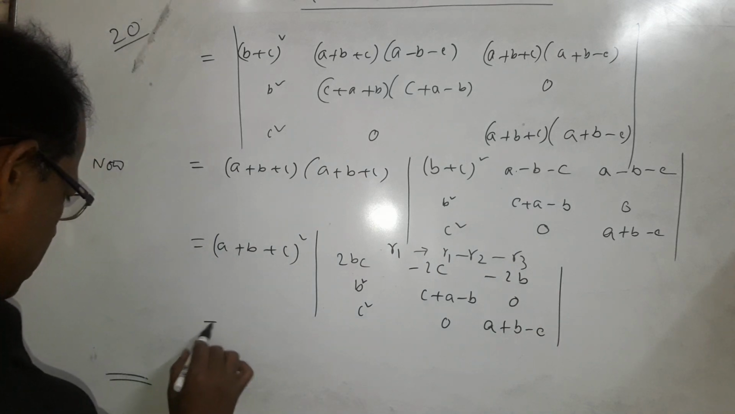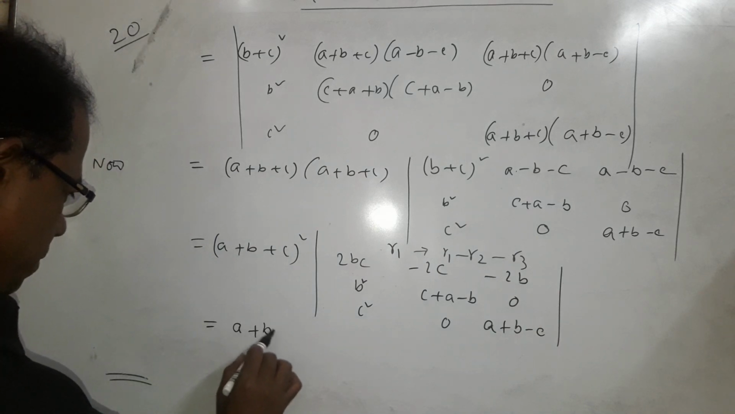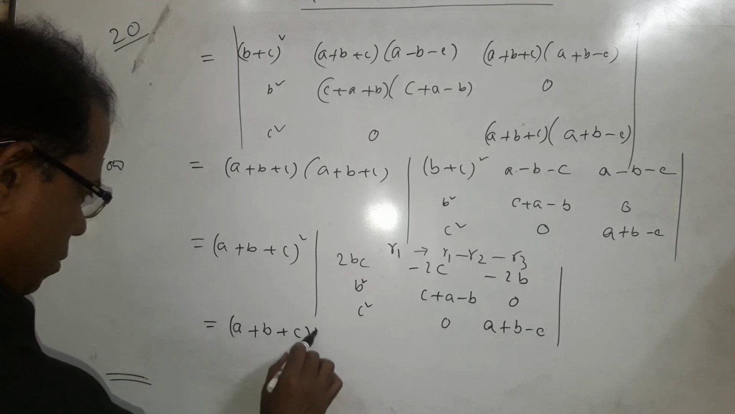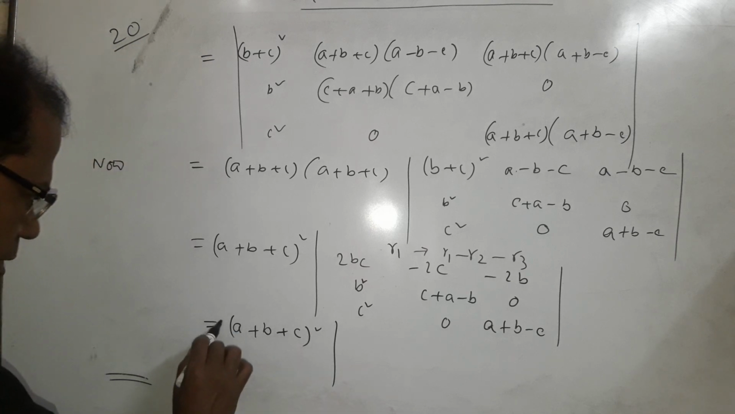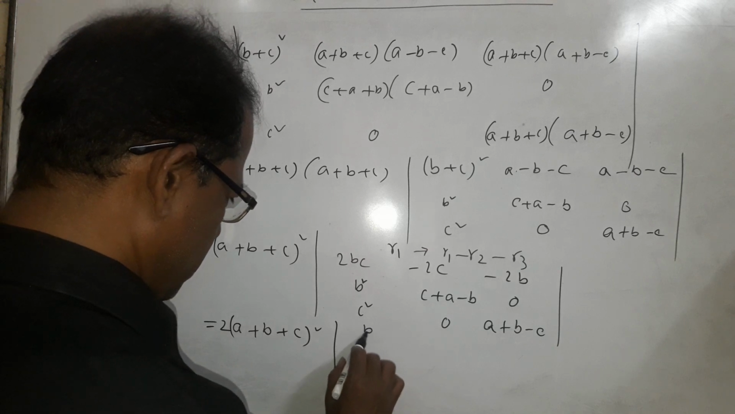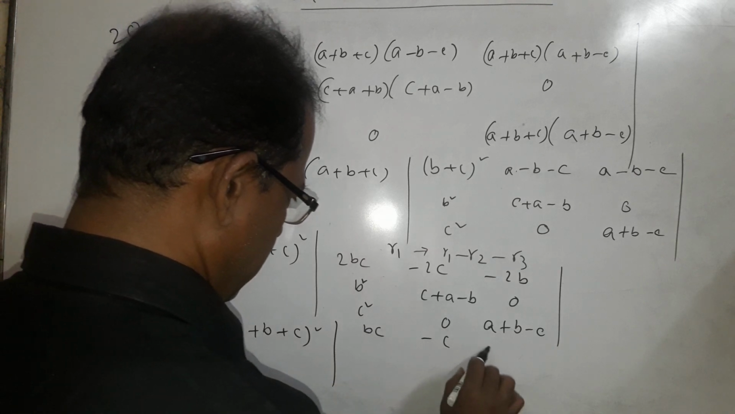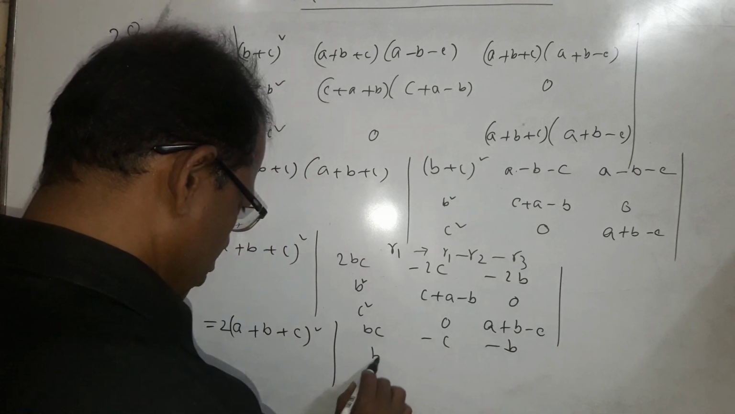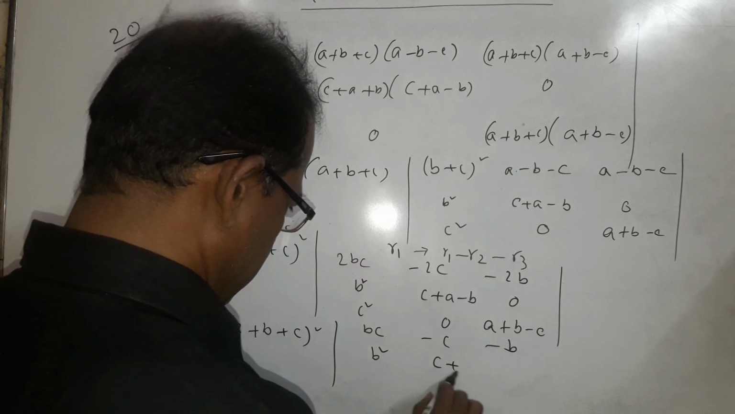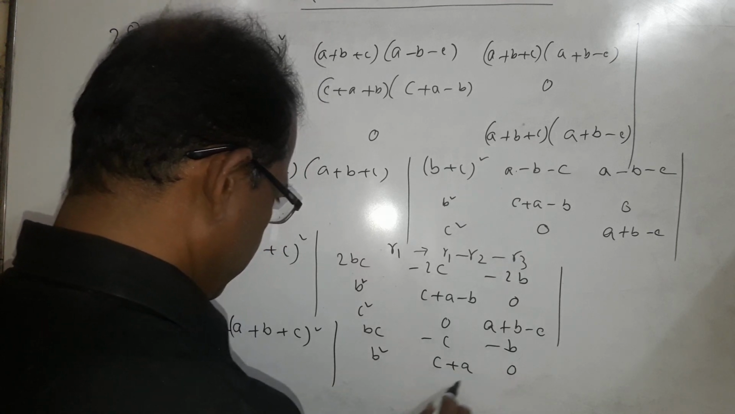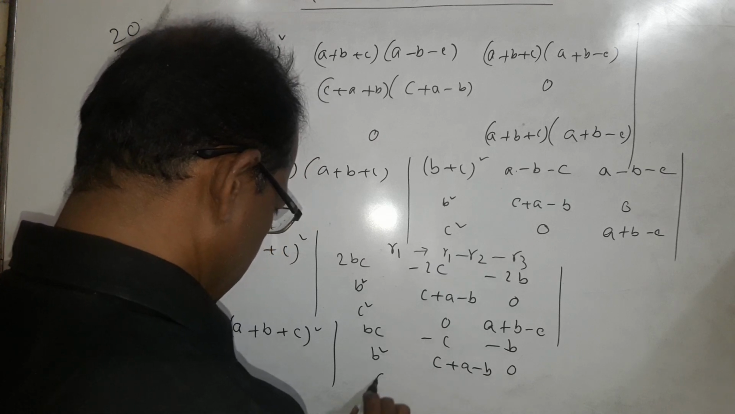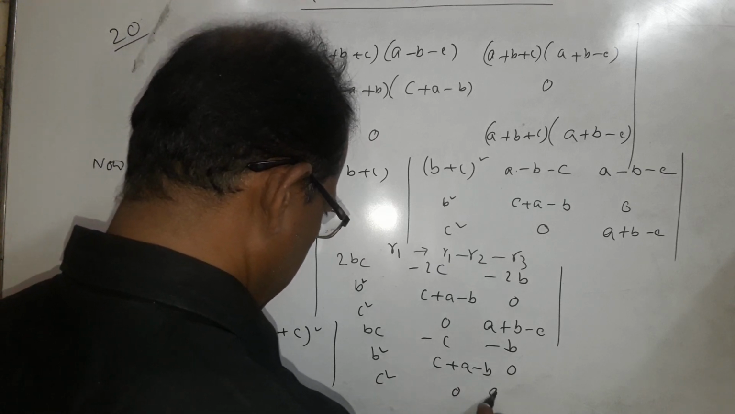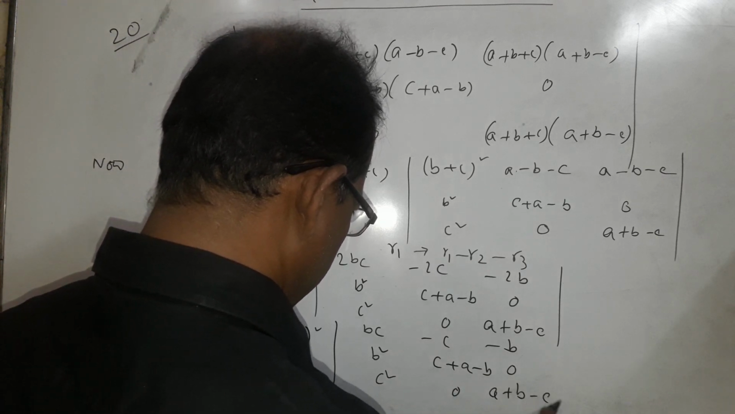Okay. a plus b plus c whole square and 2bc, minus c, minus b. That's why b square, c plus a, 0, minus b, and c square, 0, a plus b minus c.